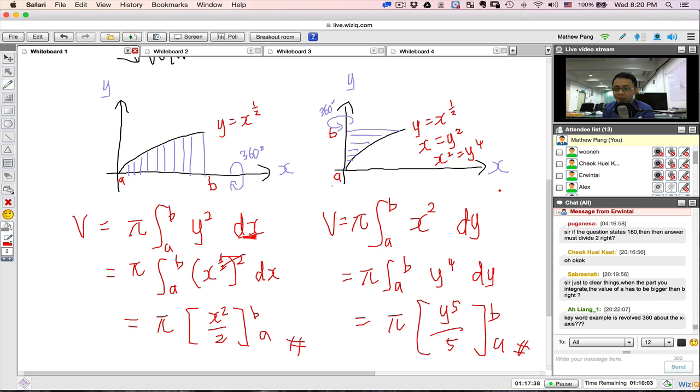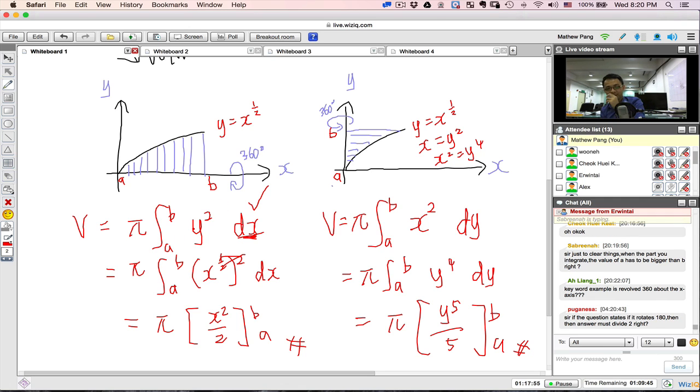Keyword example, revolve 360 about the x-axis. Yes. So if you say revolve 360 about the x-axis, it means you have to use the first formula. Because x-axis, what? It is dx. So the integrand here needs to be y squared. Then add a pi, that's all.